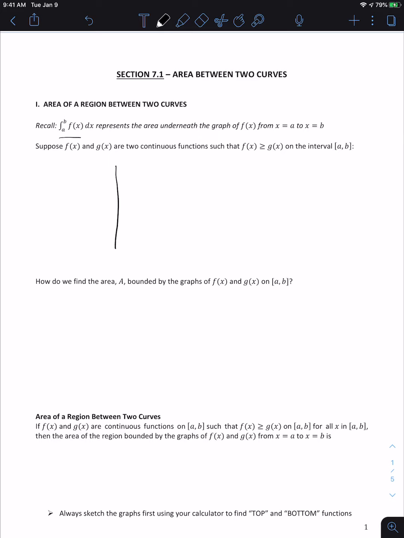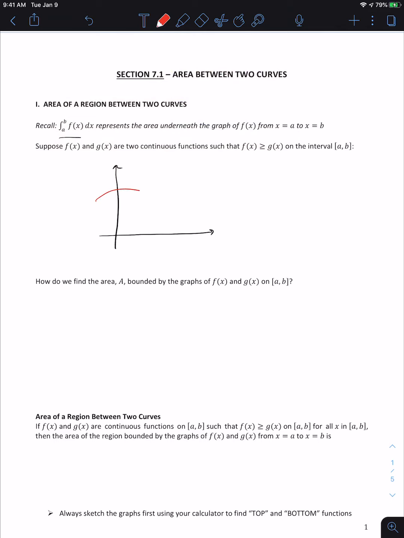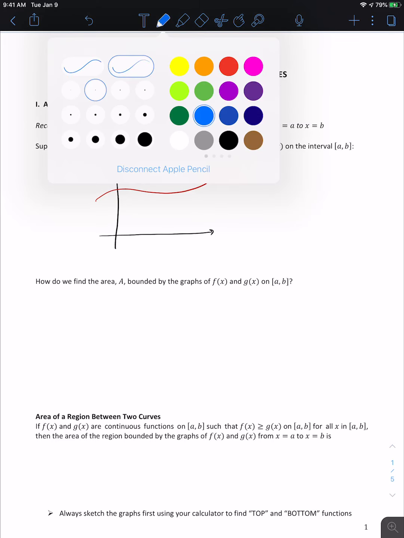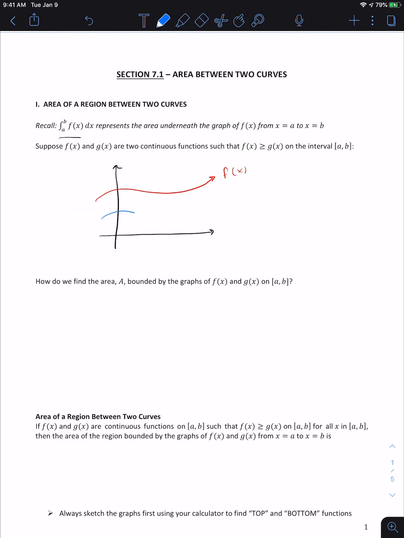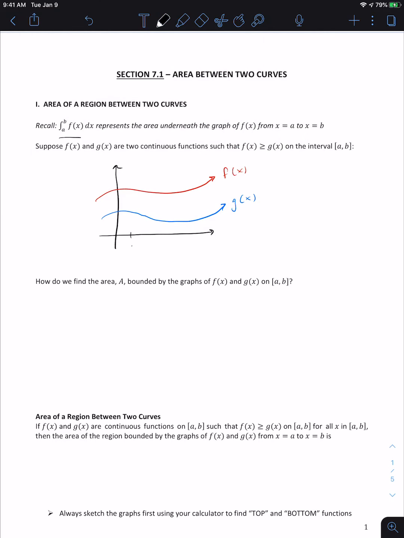So if I had this graph here, and say I have this red function here. This is f of x. Now, if f of x is greater than or equal to g of x on this whole interval, then that means that f of x lies above g of x. Remember this is on the interval from a to b, so let's put our interval down on the bottom on the x-axis here.